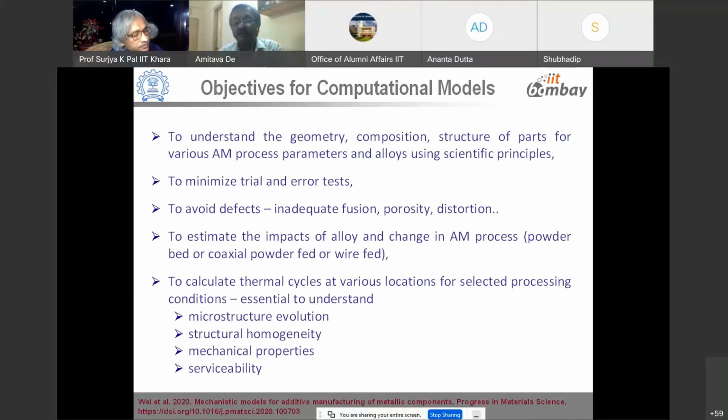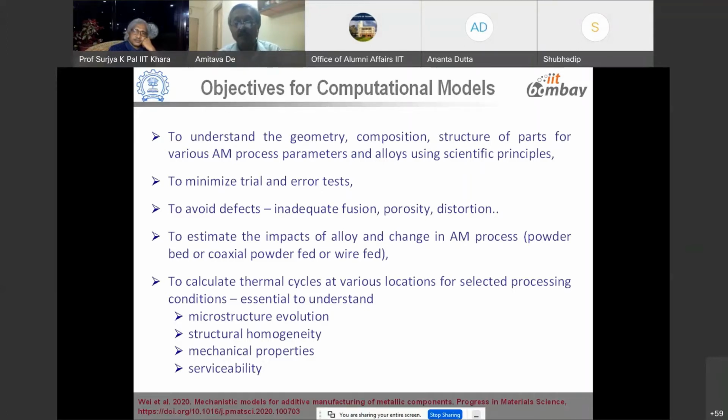If we want to examine which of the AM processing routes would be good for a particular target part, we should not go to real hit and run tests. We should be able to do that on computer-based models. That should give us a correct indication which is the best, based on causative relations.